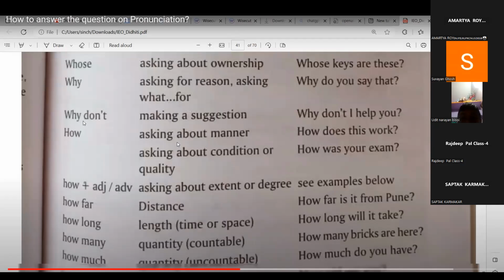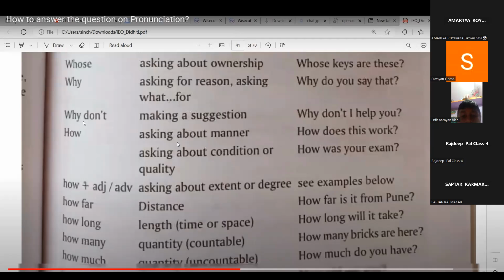Why don't I help you? Why don't she help you? Why don't I help you is not correct, Vita. Why don't she help you? Okay, now Shapto, can you give me an example with why don't?